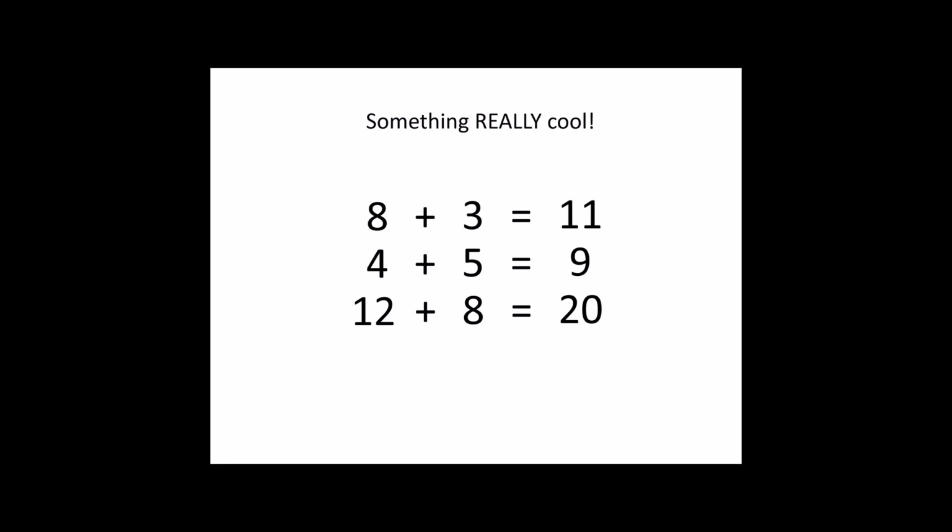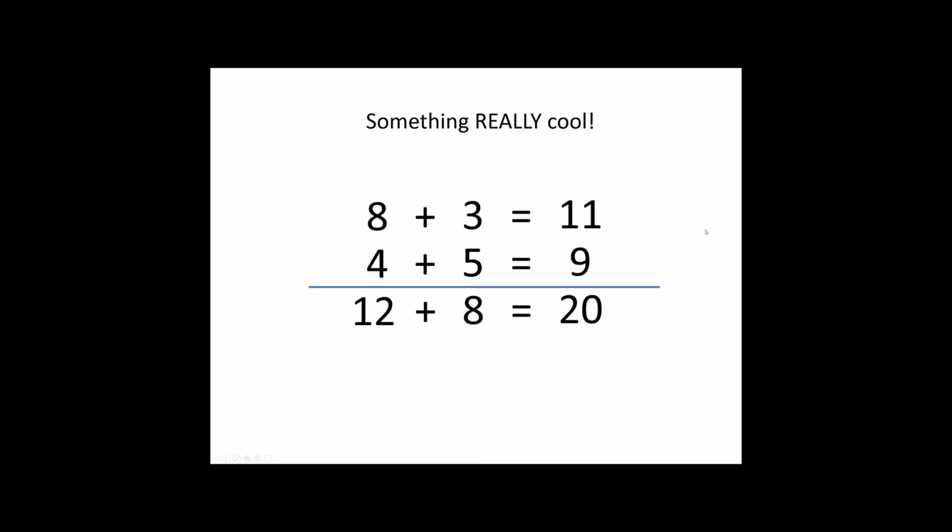But hopefully what you've realized is that this last equation is created by adding these first two equations together. In fact, you might be able to see it a little more easily if I put that line there. Notice 8 plus 4 is 12, 3 plus 5 is 8, and 11 plus 9 is 20.